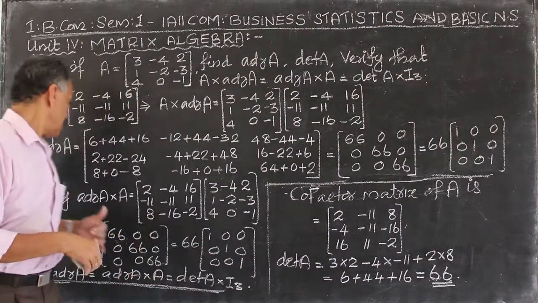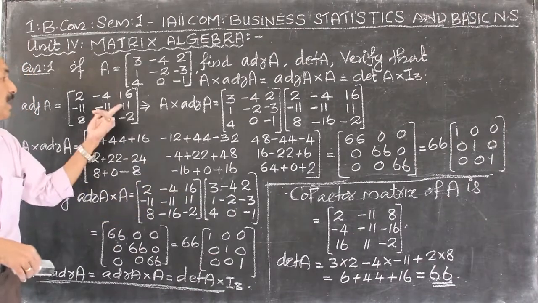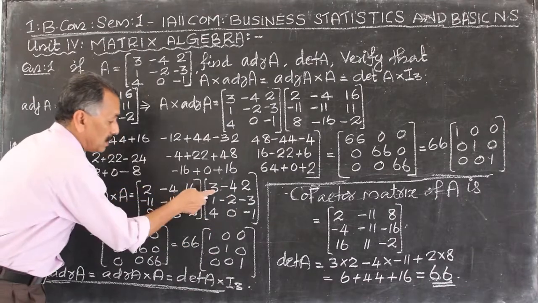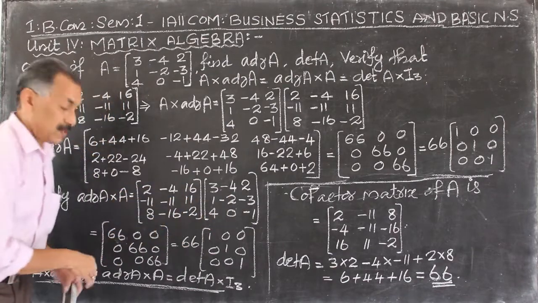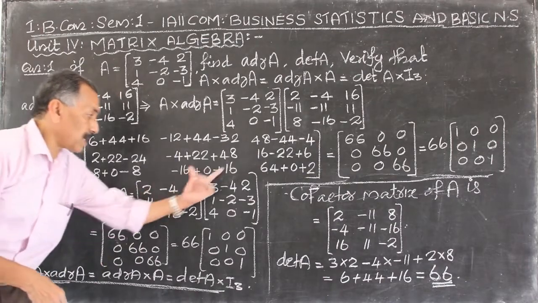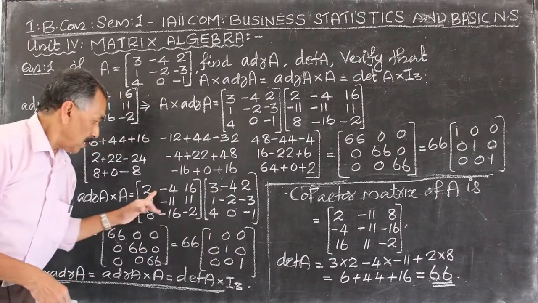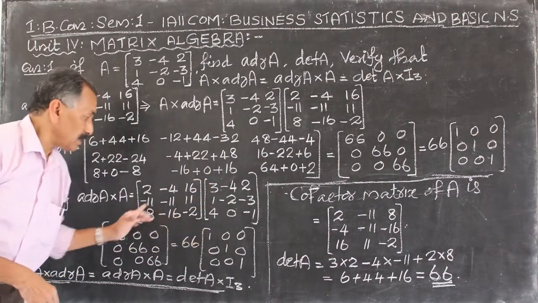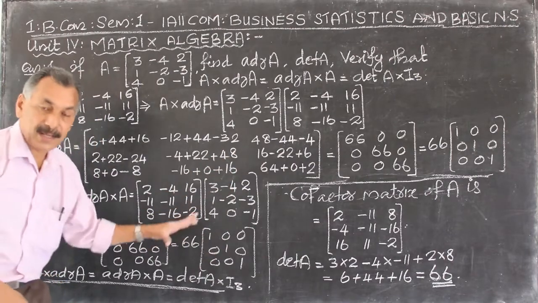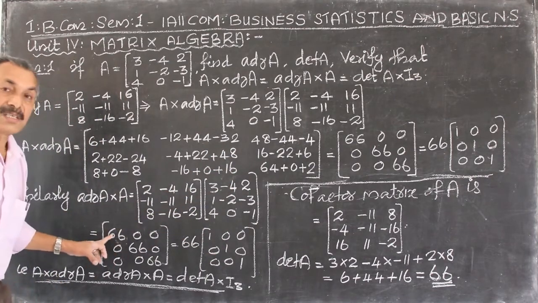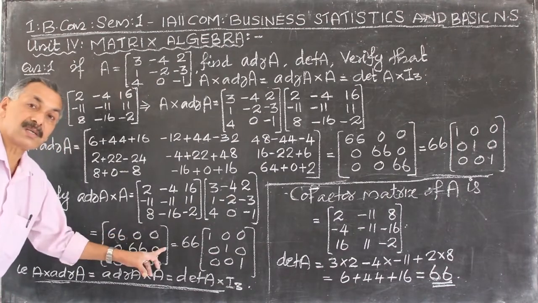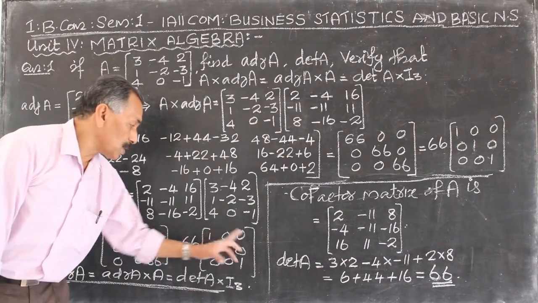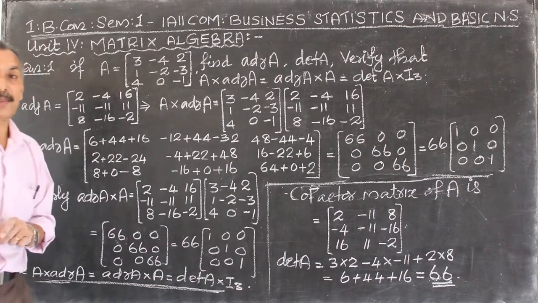Similarly, next we consider adjoint A into A. This is adjoint A into A. Multiply the first row, first column. That is 6 minus 4 plus 64, that is 66. Then second row, third column, first row, second column, first row, third column, then second row, first column, second row, second column. The multiplication is zero. Then you get 66, 0, 0, 0, 66, 0, 0, 0, 66. Take 66 outside. Then 1, 0, 0, 0, 1, 0, 0, 0, 1.